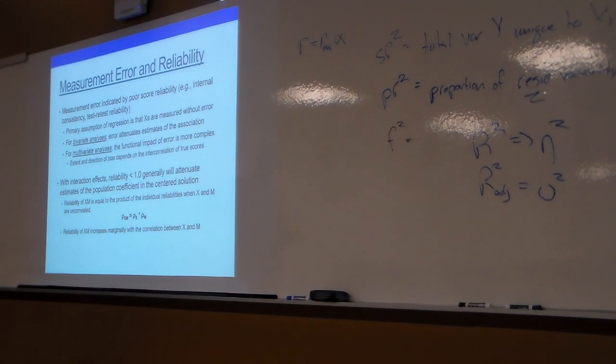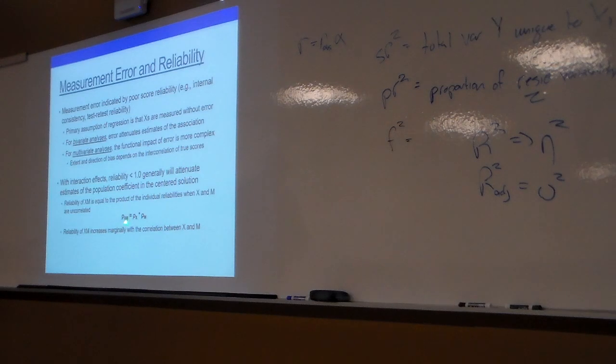And so what ends up happening is that if my reliability of X is less than 1 and my reliability of my moderator is less than 1, what's the resulting reliability of my interaction term? So it's a lot smaller, right? If I take 0.5 and I multiply it by 0.5, what do I get? 0.25, right? That's a huge reduction, okay?